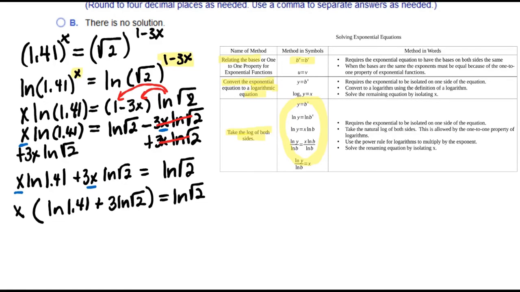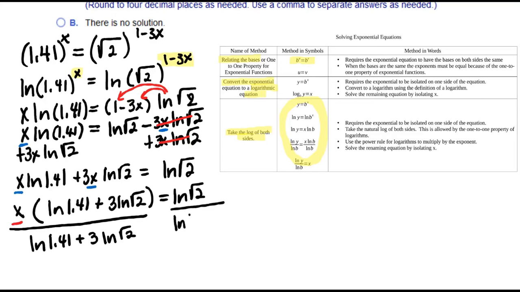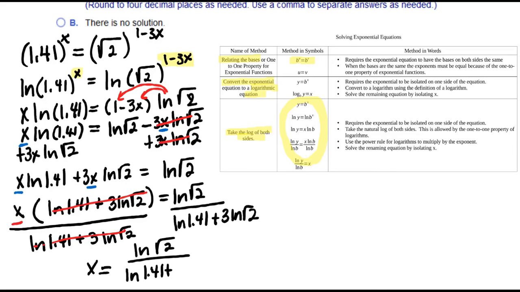Now that I have an x by itself here, I'm going to get rid of this parentheses by dividing by natural log 1.41 plus 3 natural log square root of 2. I'm going to do the same thing on the other side of the equation to make sure I balance. So that's going to cancel out this whole parenthesis, leaving me with x by itself on the left. On the right, I have natural log square root of 2 over natural log 1.41 plus 3 natural log square root of 2.